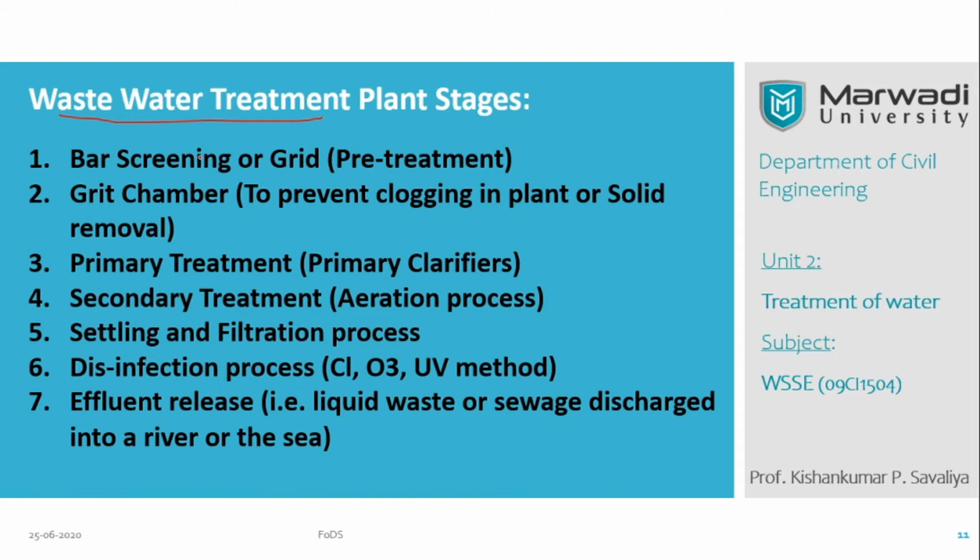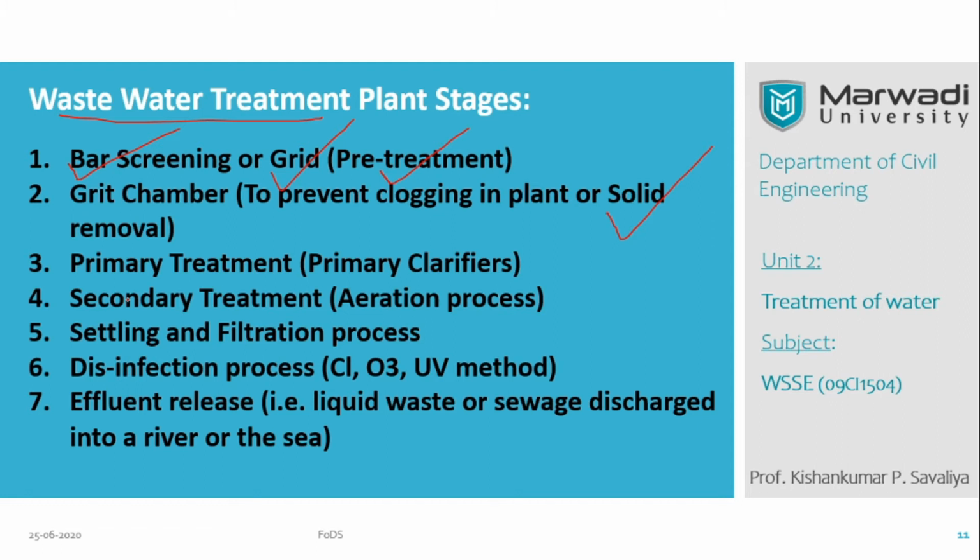First and foremost, as we have in the drinking water treatment plant, bar screening is there. There are certain kinds of grids provided. This is called the pre-treatment phase. Second, grit chamber. Here you can see this is grit, G-R-I-T. Grit means this is particular with respect to the civil engineering material. Likewise, the grit chamber is provided to prevent clogging in the plant or for removal of the solid particles.